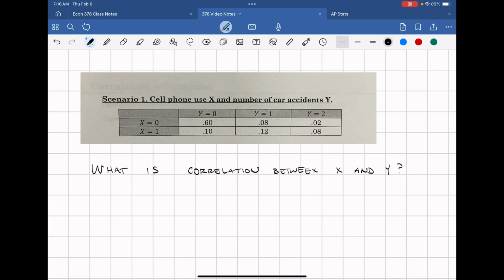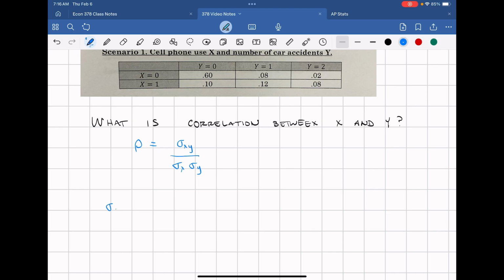Well, if we're going to look at the correlation, let's go ahead and write out the equation we want to solve. Correlation is represented by rho. This is equal to sigma xy, the covariance, over sigma x and sigma y. What this tells us then is we need to solve other things. We need to solve for sigma x, sigma y, and also the covariance. So let's start with sigma x.